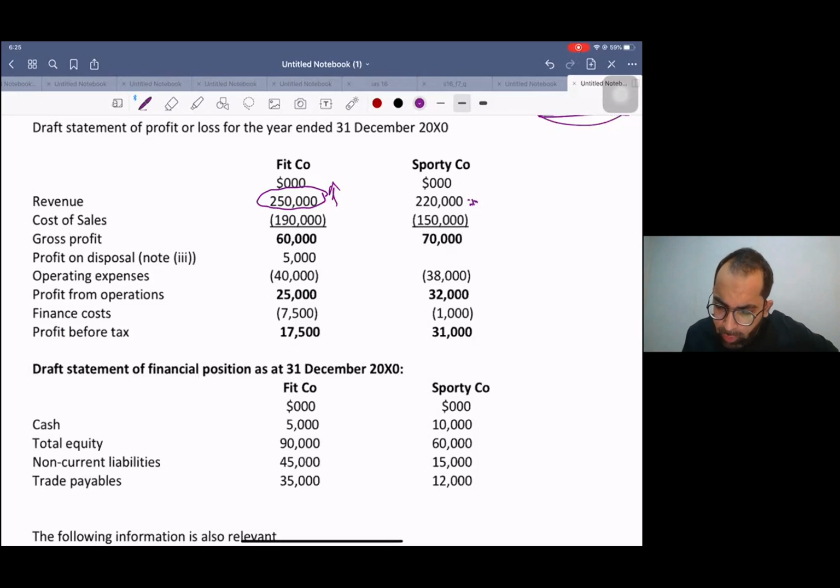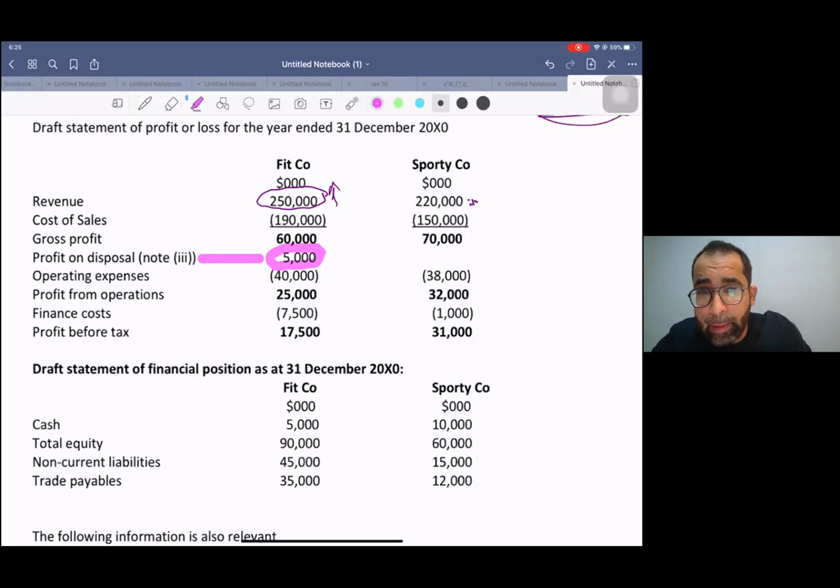Now you have cost of sales, gross profit. Now what thing do you find one-off? There is a one-off thing. See, there is no gain here, but here there is a gain on disposal. See, this is a one-off thing in Fit company, but this is not in Sporty company.